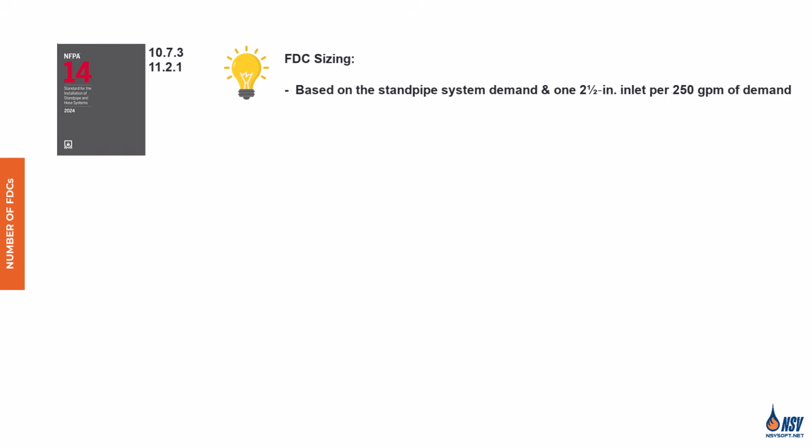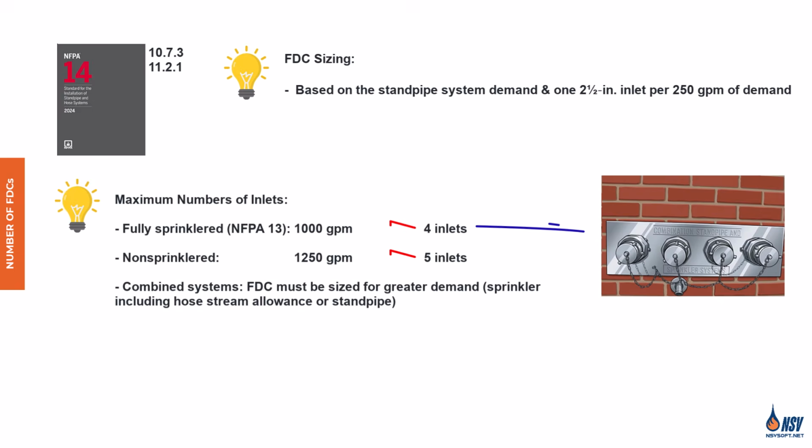Section 10.7.3 requires one 2.5-inch inlet for every 250 gallons per minute of system demand. This means the FDC must be proportioned to match the calculated flow demand of the standpipe system. The maximum number of inlets depends on whether the building is protected throughout with automatic sprinklers.